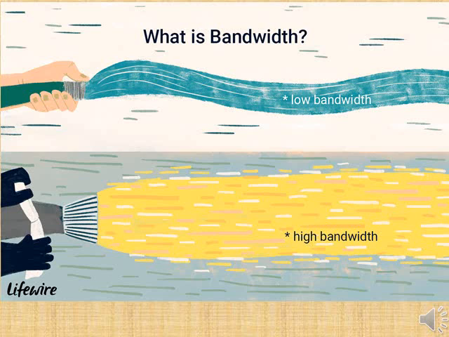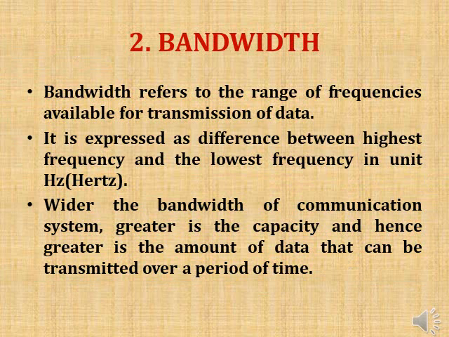To understand this, we imagine a scenario of two pipes from which water is flowing. One pipe is thick and another is thin. The thick one allows more water to travel, whereas the thin pipe allows less water, and thus the thick pipe's water flow speed is more. Technically speaking, bandwidth refers to the range of frequencies available for transmission of data. It is expressed as the difference between the highest frequency and the lowest frequency in unit Hz, Hertz. The wider the bandwidth of a communication system, the greater is the capacity and hence the greater is the amount of data that can be transmitted over a period of time.